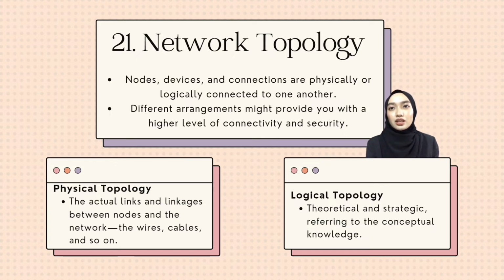Each has benefits and drawbacks, and depending on your company's needs, different arrangements might provide you with a higher level of connectivity and security. Physical and logical topologies are the two methods of network topology. The actual links and linkage between nodes and the network, the wires, cable, and so on, are referred to as physical network topology. Logical network topology is more theoretical and strategic, referring to the conceptual knowledge of how and why the network is set up the way it is, as well as how data flows across it.